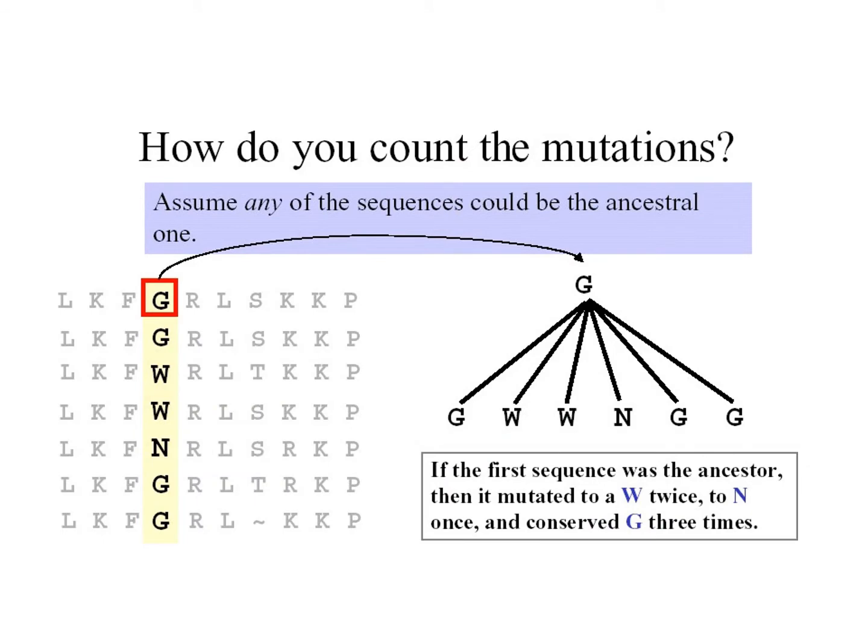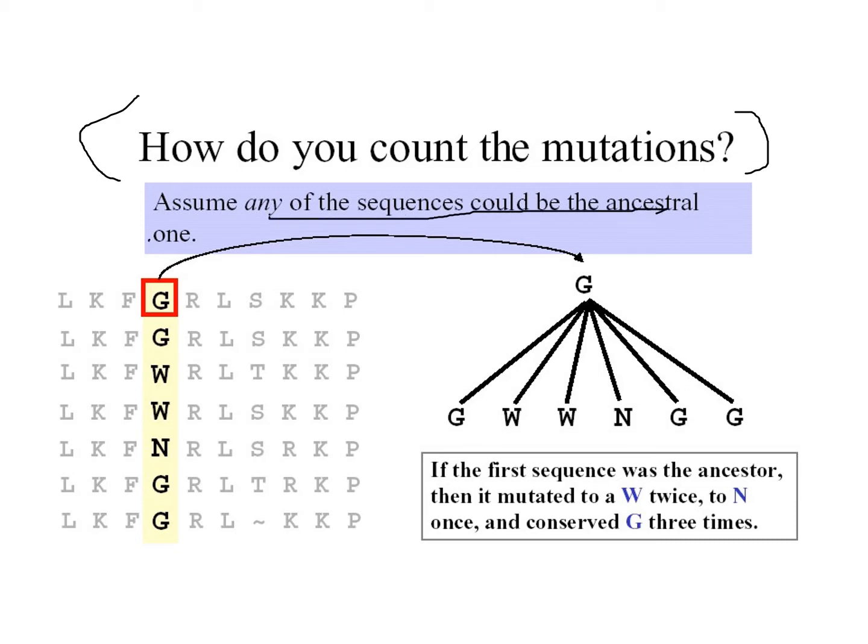Now, talking about how we count mutations, which is our second topic for the day. Assume any of the sequences could be the ancestral one. So assuming any of them could be the root sequence, or the ancestral one, we take this sequence as the ancestral one.